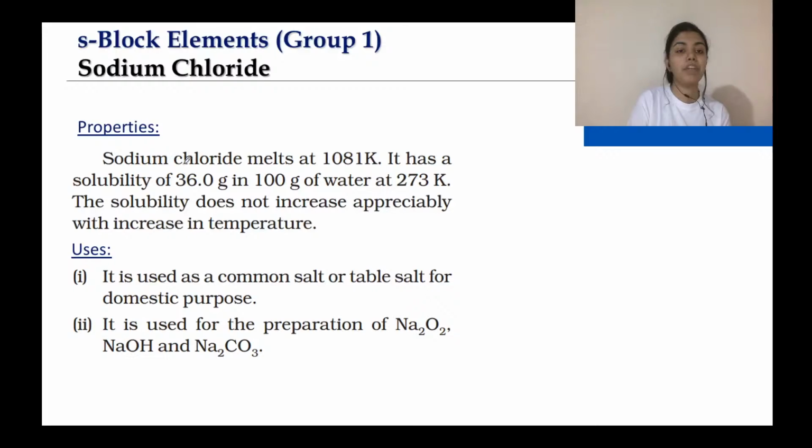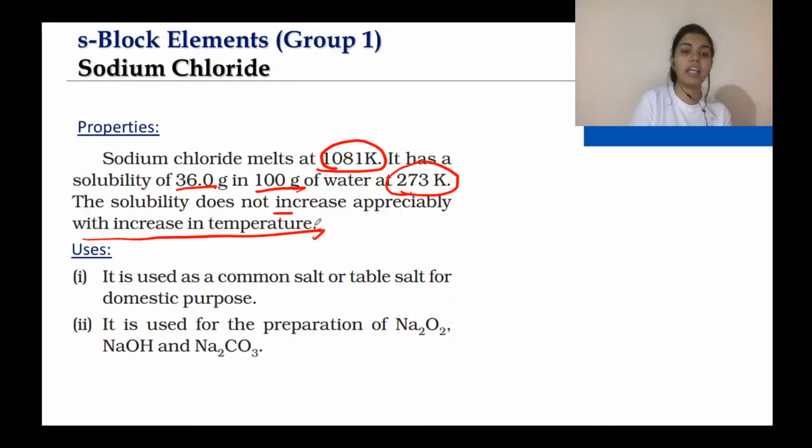Now the melting point of sodium chloride is 1081 Kelvin. It has a solubility of 36 gram in 100 gram of water. That means 100 gram of water is able to dissolve 36 gram of sodium chloride at room temperature. Now the solubility does not increase appreciably with increase in temperature. However, the solubility will increase when you increase the temperature, but the increase is not appreciable.